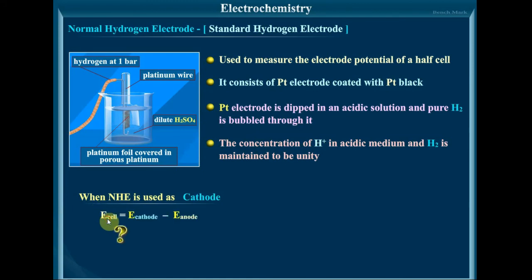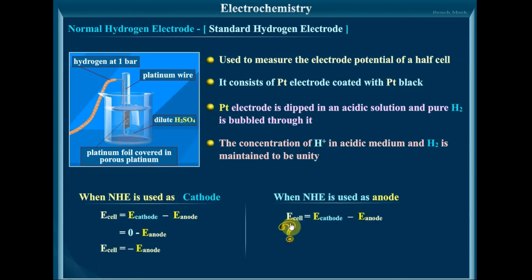When SHE is coupled with another half cell and acts as a cathode, E cell is E cathode minus E anode. So E cathode is taken as 0, and 0 minus E anode gives the values. Similarly, when SHE is used as an anode, the EMF is E cathode minus E anode. E anode is taken as 0, and you can easily calculate the EMF, so E cell would be equal to E cathode.